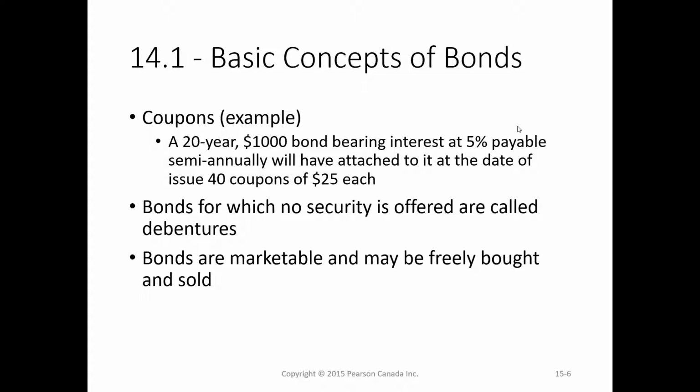Very important terminology, because as we get into bond questions, there'll be a market rate and there'll be a coupon rate. We want to keep the two distinct. So it's payable semi-annually. We'll have attached to it at a date of issue 40 coupons at $25 each. When you work out 5% of $1,000, it happens to be $50. Because it's payable semi-annually, meaning paid twice a year, we divide that by 2 and we get $25 individual payments every 6 months.